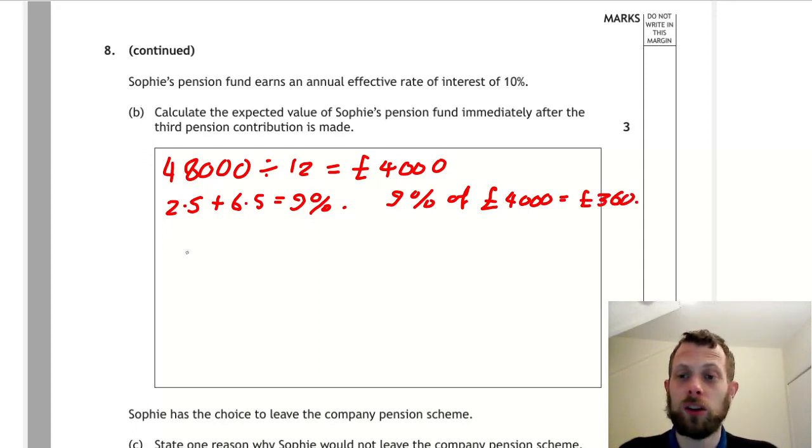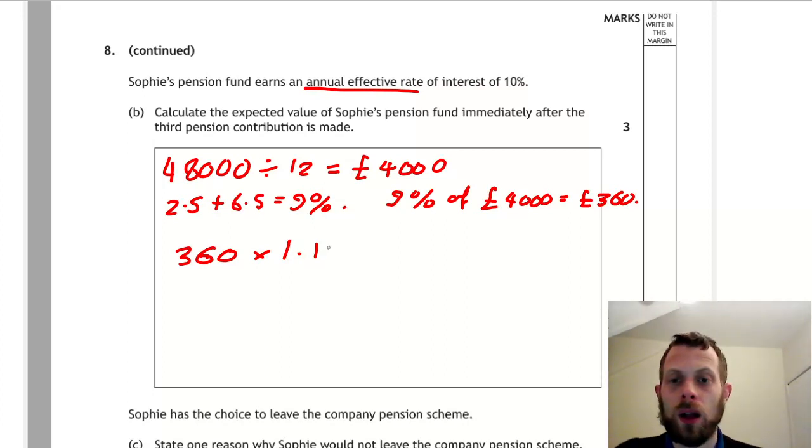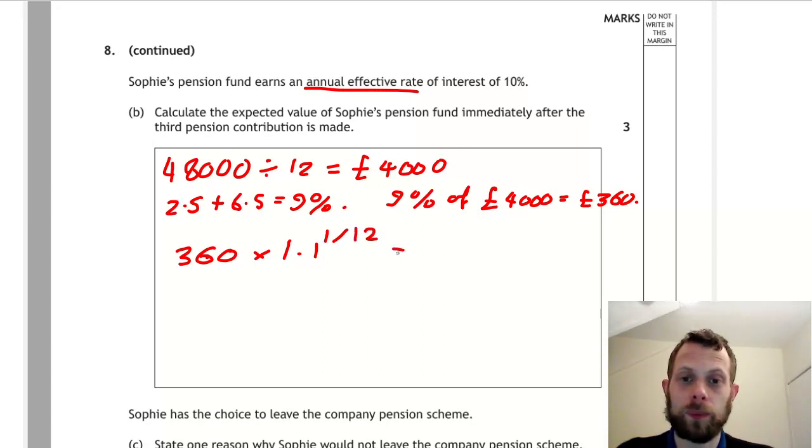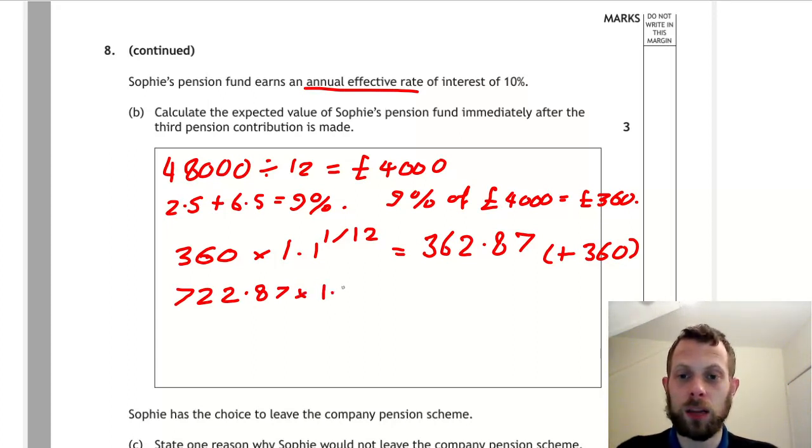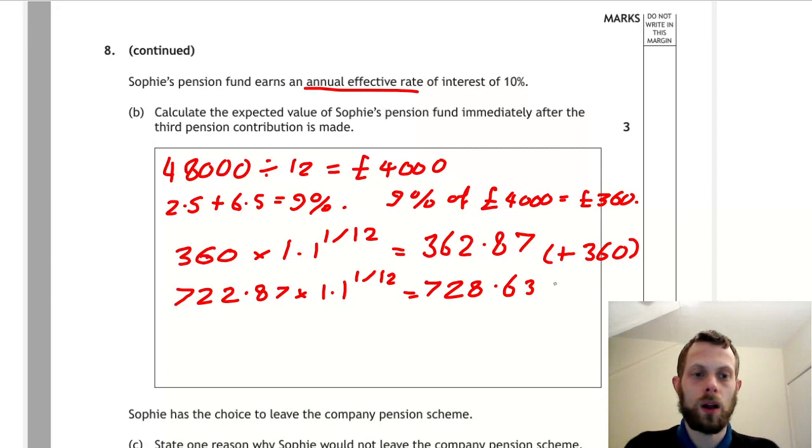So this £360 is coming into her pension fund, which is getting 10% annual effective rate. So that is an annual interest rate, multiply by 1.1. It's only for 1 month, so we put this to the power of a 12th, because a month is a 12th of a year. So £362.87. Then a second contribution at the beginning of the second month of £360. So at the beginning of the next month, the fund is starting with £722.87. Again, for the second month, 10% interest per year for 1 month.